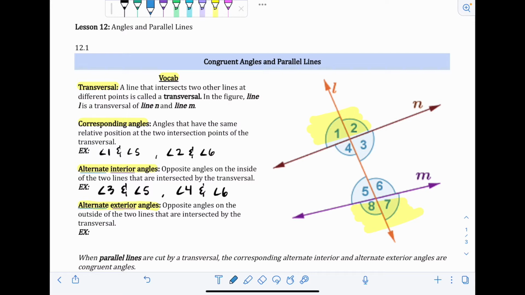For these ones, our alternate exterior would be angle 2 and angle 8. And then the other pair, still looking at just the outside angles, would be angle 1 and angle 7.